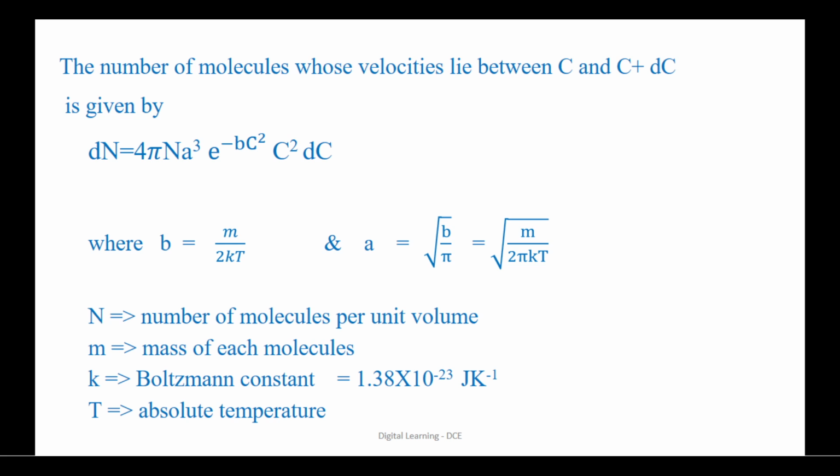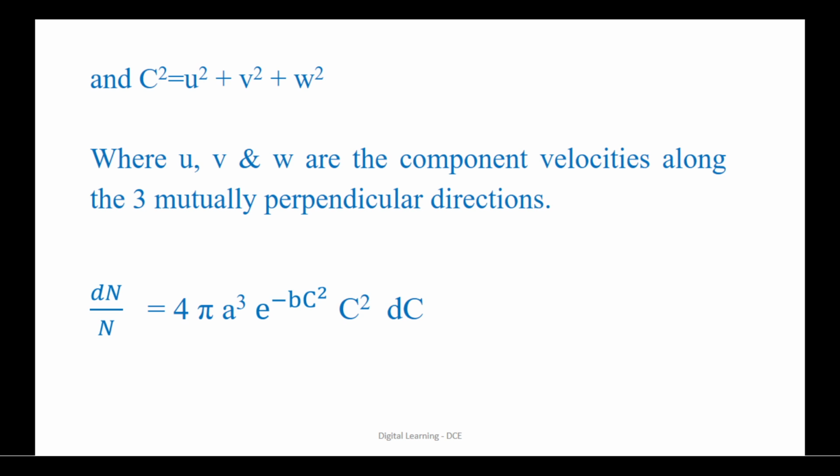m represents the mass of each molecule and k is the Boltzmann constant, and its value is 1.38 into 10 to the power minus 23 joules per Kelvin, and T is the absolute temperature of the gas, and c square is given by u square plus v square plus w square. Here u, v and w are the components of velocities along the three mutually perpendicular directions.